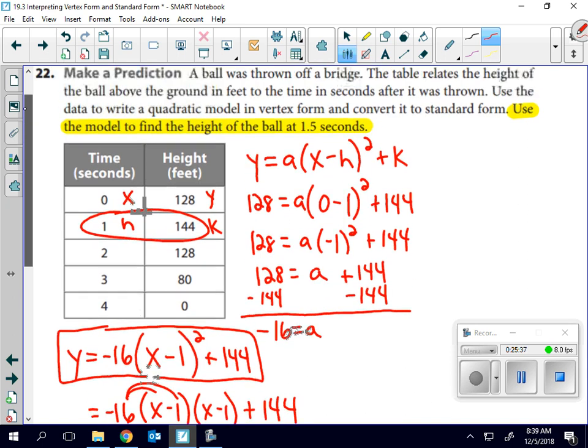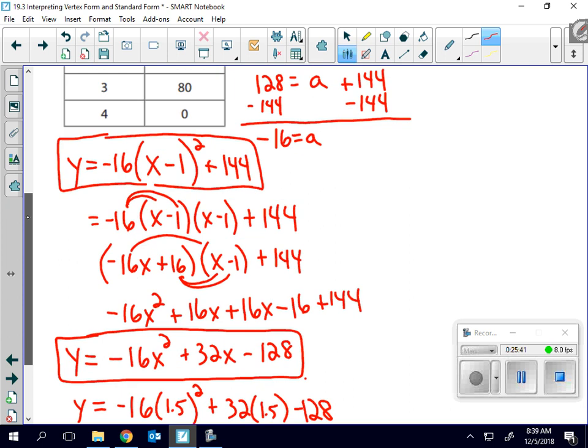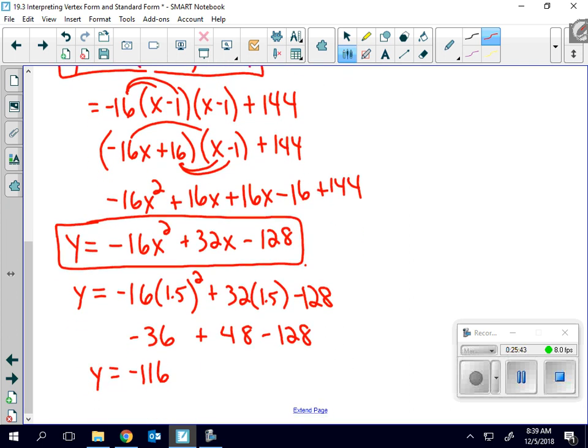And why is it negative? Because it's thrown off a bridge. So below the ground level, I guess. So I'm going to say feet.